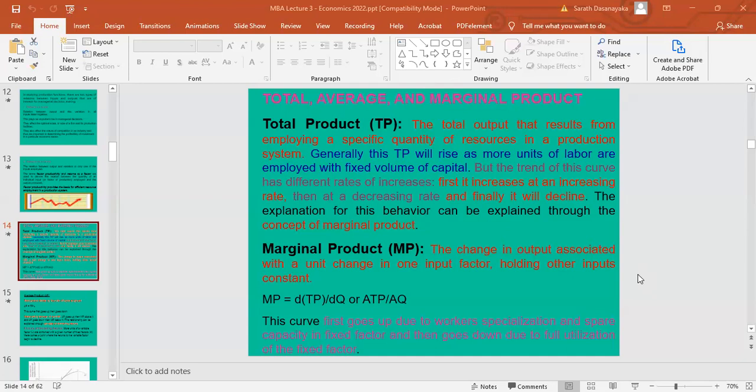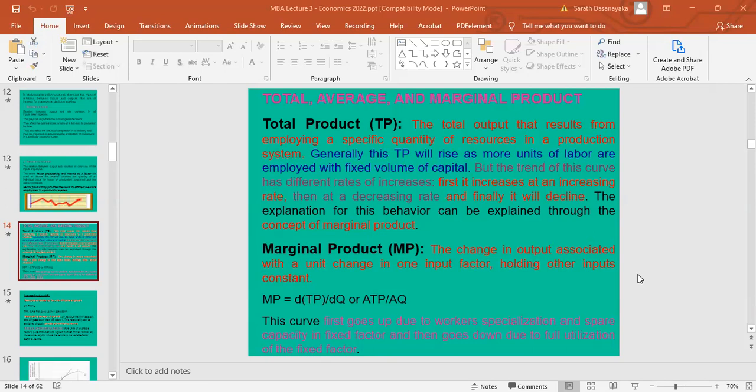That's very important. You can see first it increases at an increasing rate, then at a decreasing rate, and finally it will decline. This is the total production curve behavior, because one factor, capital, is fixed, and only labor is changing. Then what is going to happen to total product? First it increases at an increasing rate, then at a decreasing rate, and finally it will decline. As a manager, you have to know how to explain it. What are the reasons behind the behavior of the total product curve on your factory floor?